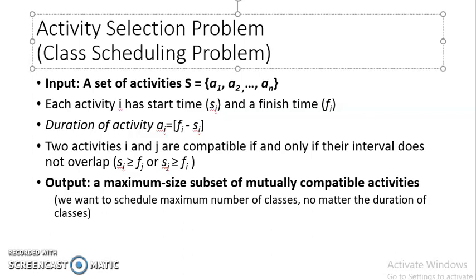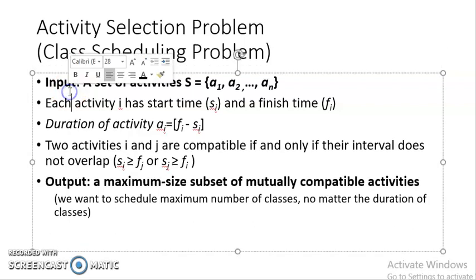Let's start with the activity selection problem now. It is also called the class scheduling problem. So your input is a set of activities. So input S is a set of activities A1, A2 up to AN. Or you can also call it a set of classes. So each activity I has a start time SI and a finish time FI. So you can find the duration of that class or activity by subtracting start time from the finish time.